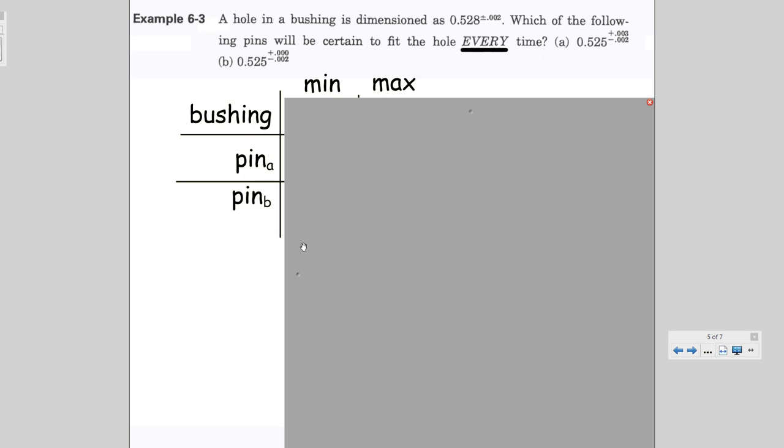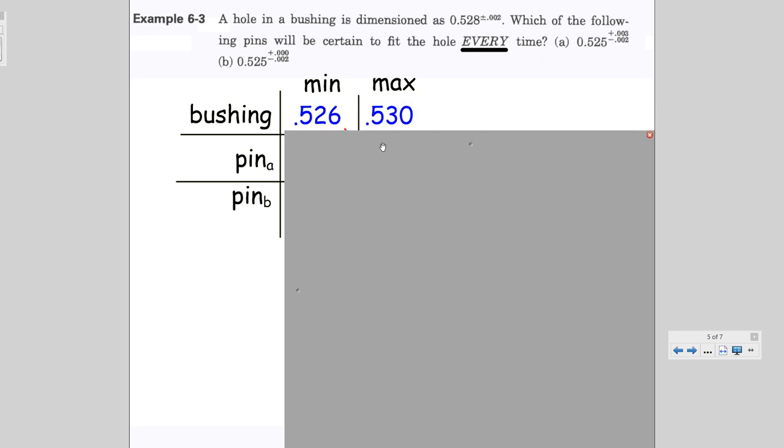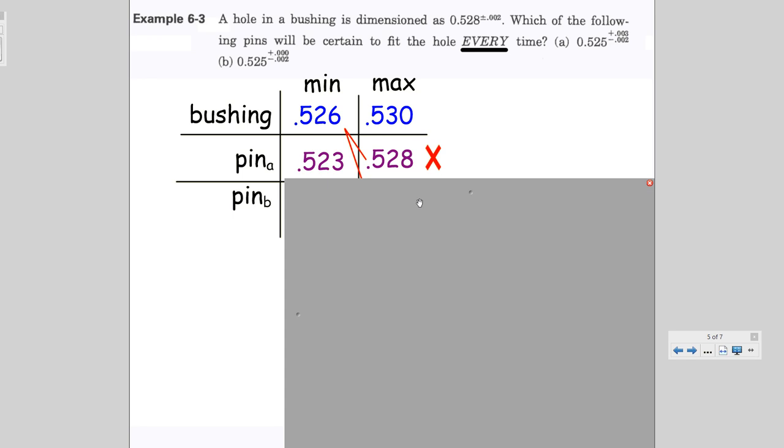What I would suggest you do is make a grid, and we'll just do pin A and pin B, pin A first. So you have your bushing, and you can find the maximum and the minimum for that one. So 0.528, and you're going to add the 2 and subtract the 2. So for the min, we get 0.526, and for the max, we get 0.530. And then for part A, we have our max at 0.003 and our min at 0.002. That was 0.003. And so we'll add and subtract those. And we see this. And I suggest you make a little chart like this.